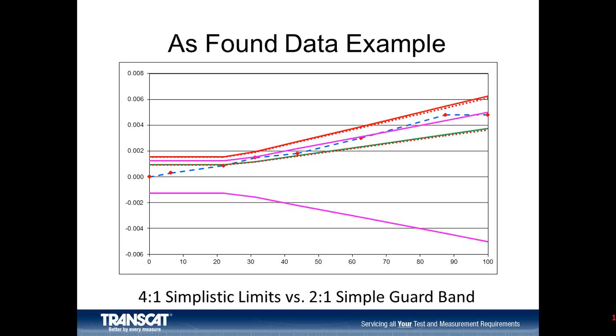And then, just for the sake of curiosity, I compared a simple guardband limit based on a 2-to-1 ratio to the old style limit of a 4-to-1 test uncertainty ratio, and it comes out pretty close to the same. And basically what that means is that even if we only have a 2-to-1 ratio, if the readings are within 75% of the tolerance, there's still a 98% probability that they are within the specified tolerance.